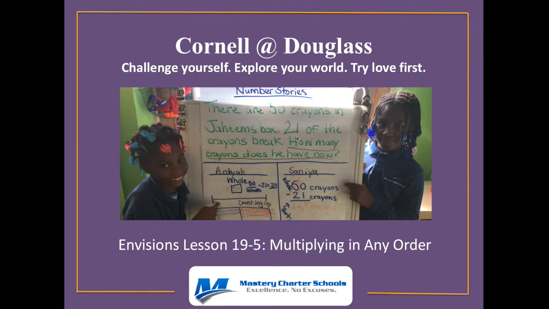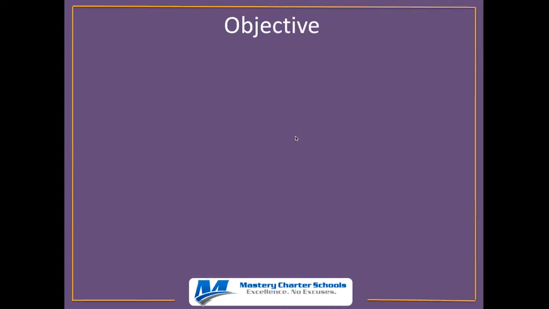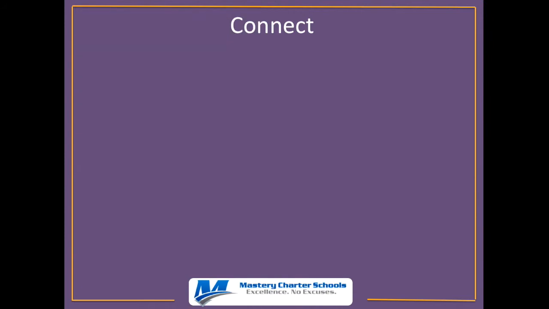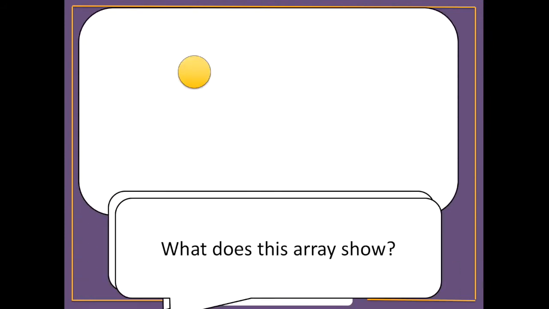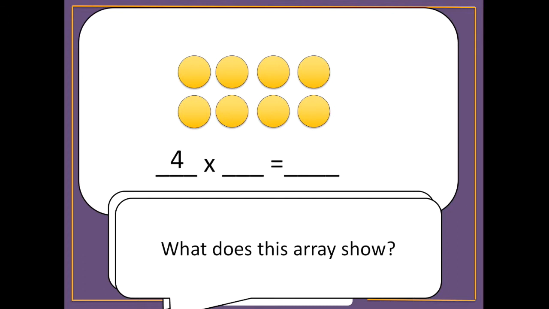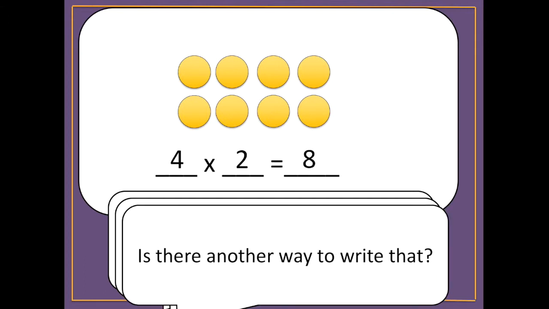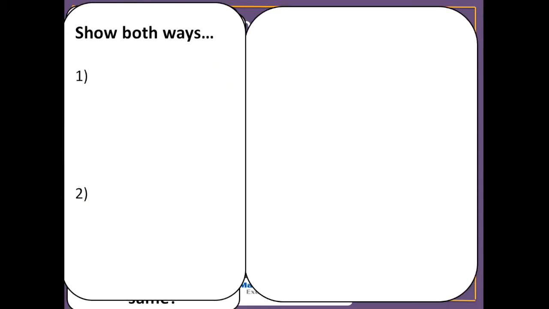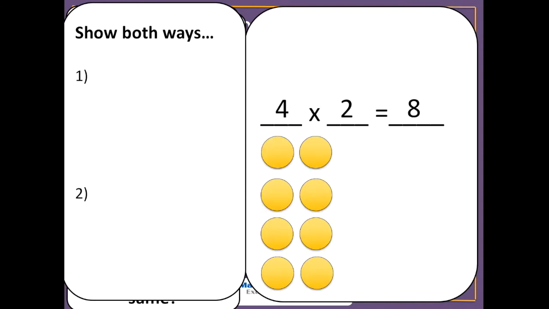So during today's lesson, we talked about how you can use arrays to see that you can multiply in any order. We warmed up by thinking about this array, and then thinking about how if we turned this array on its side, we could easily show it in another way. So then we actually worked on solving these problems. We showed an array this way, and then we showed another array this way.